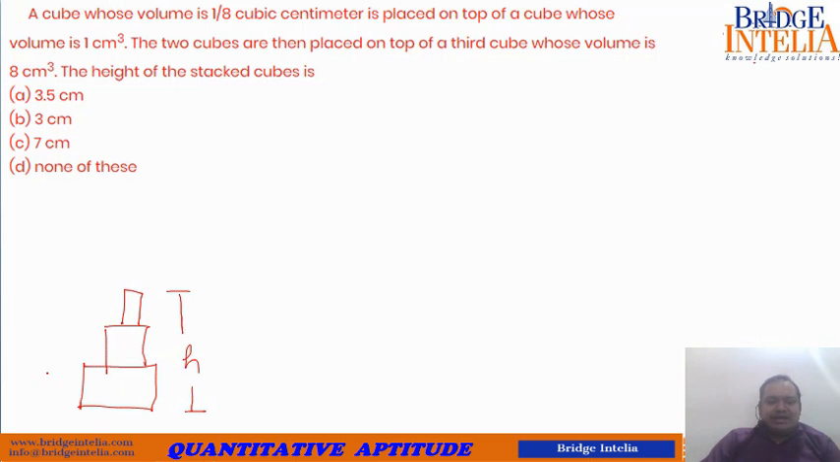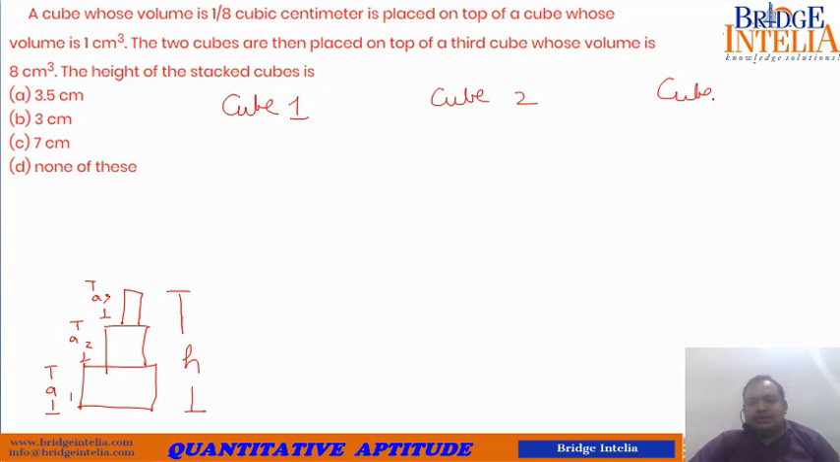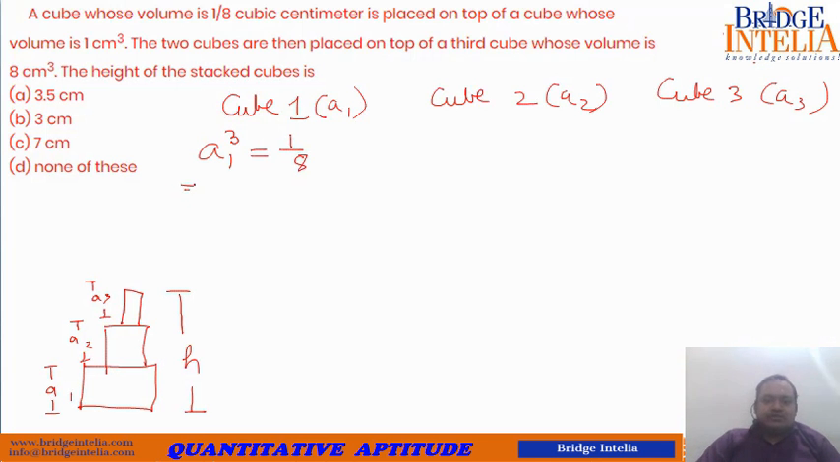So to calculate this height, you will have to know the height of each cube. So A1, A2 and A3. So you need to calculate the height of each cube. So look at the volume. So cube 1, cube 2 and cube 3. So let sides be A1, A2 and A3. So the volume of first cube, that means A1 cube is equal to 1 by 8. So from here you can see that A1 is equal to what? Cube root of 1 by 8. So comes out to be half.